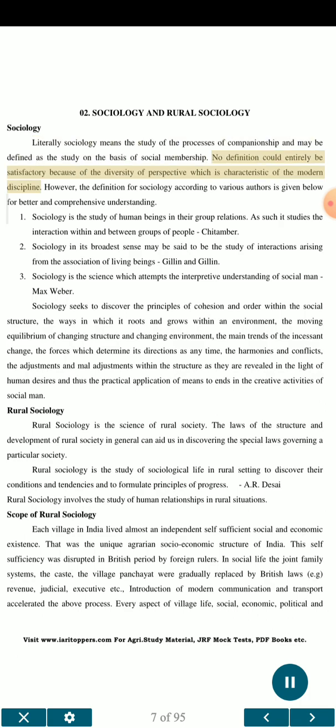No definition could entirely be satisfactory because of the diversity of perspective which is characteristic of the modern discipline. However, the definition for sociology according to various authors is given below for better and comprehensive understanding. 1. Sociology is the study of human beings in their group relations. As such, it studies the interaction within and between groups of people.